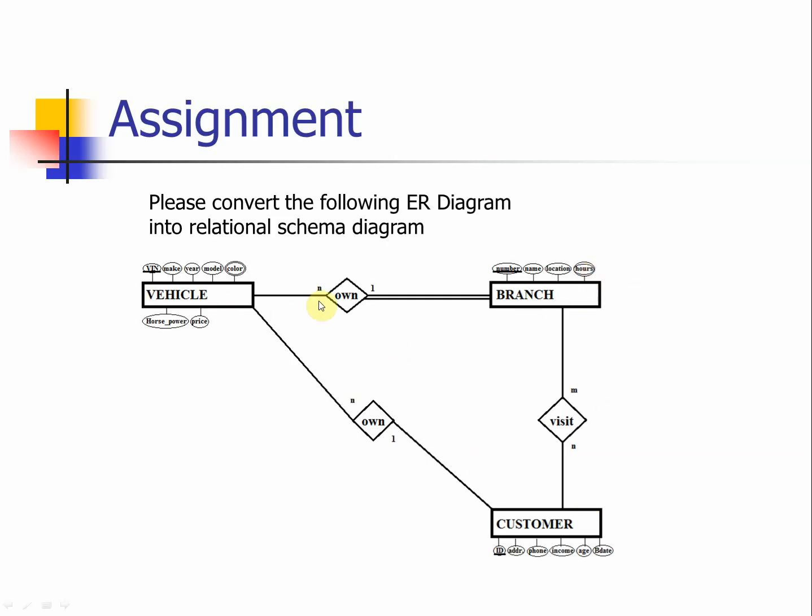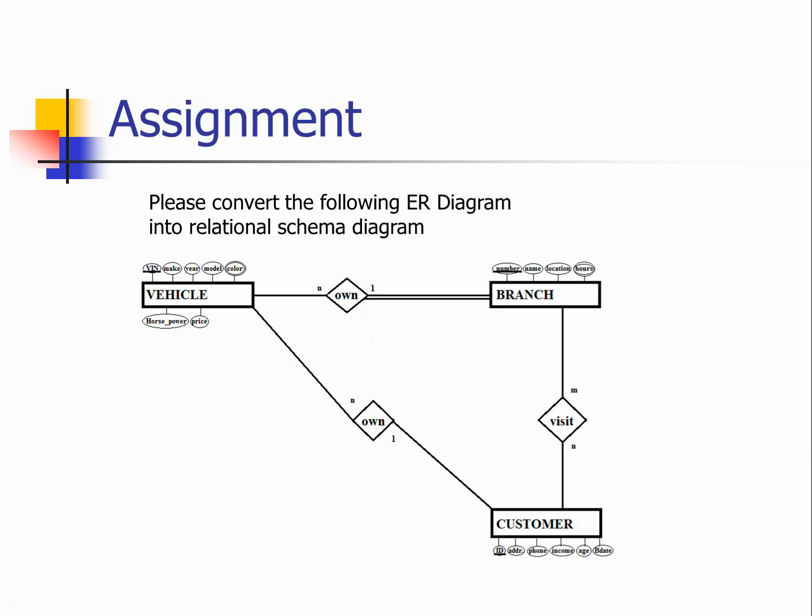3 entities, 2 1 to N relationships, and 1 M to N relationship. So try to convert those into a relational schema diagram. It will take a little bit of time compared with other assignments. So please work on this one and submit it through Blackboard.